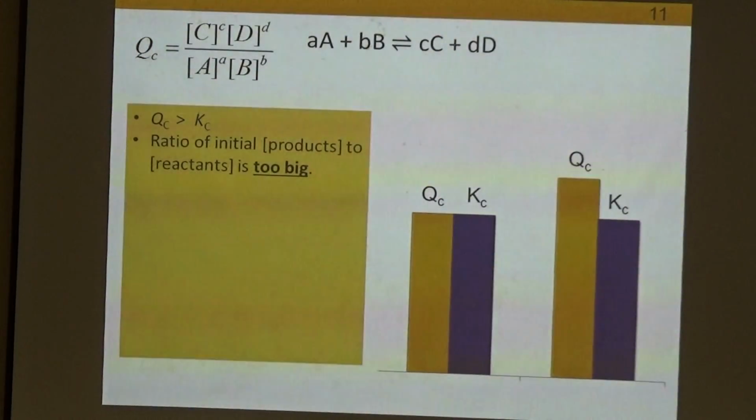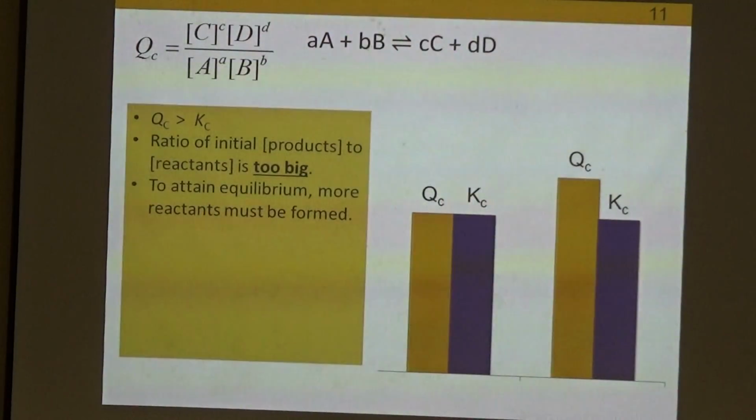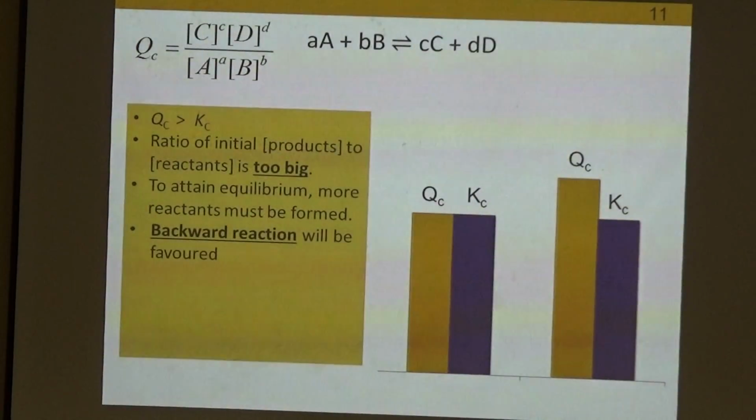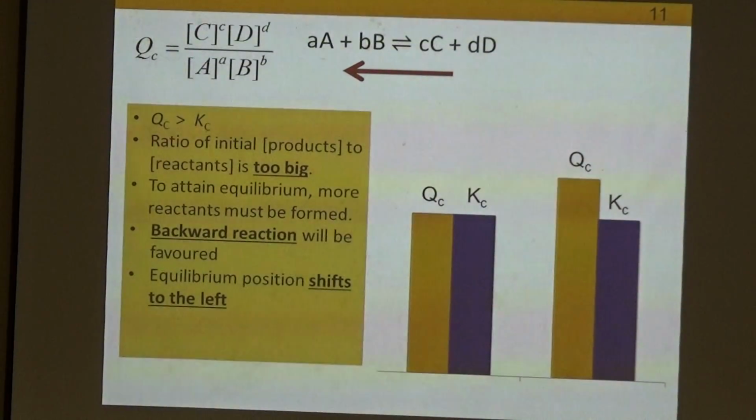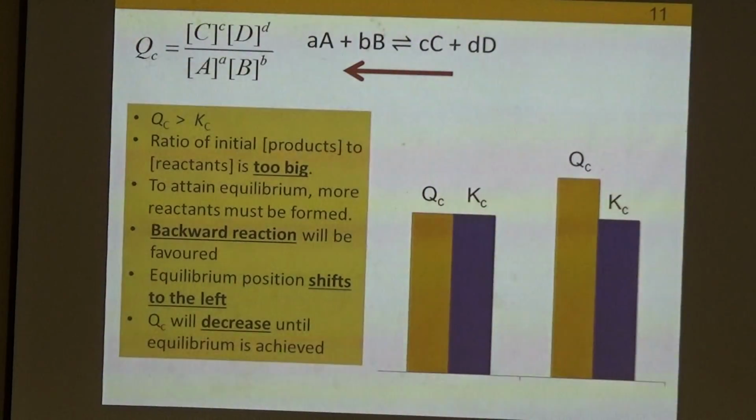So the ratio of the initial products to the reactants is too big. To attain equilibrium, you need to make more reactants. The backward reaction is going to be favored. So the position shifts to the left. And therefore, Qc will decrease until you achieve equilibrium.